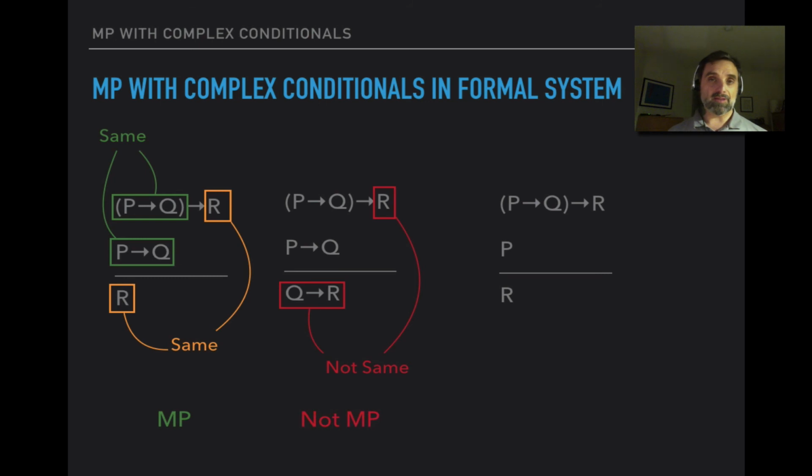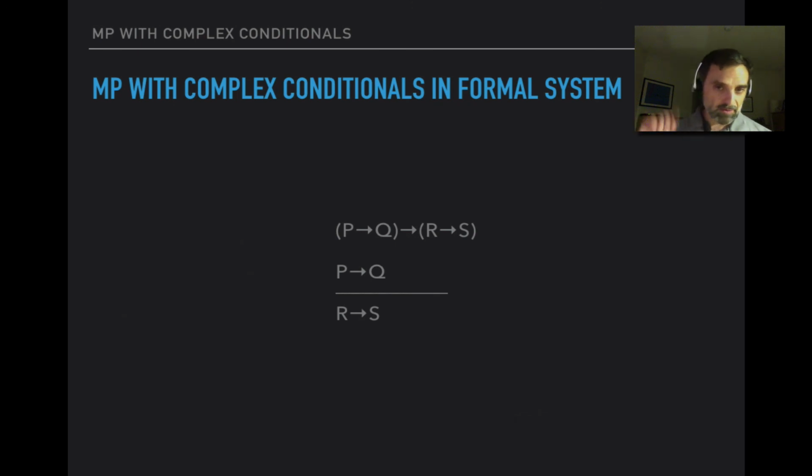For premises, we need to have if antecedent then consequent as one premise, and the other premise needs to be the antecedent, but we don't have that. Here the antecedent is if P then Q, and the other premise is just P. So those are not the same, and so this again is not modus ponens. Okay, one more example, and we're done with this video.